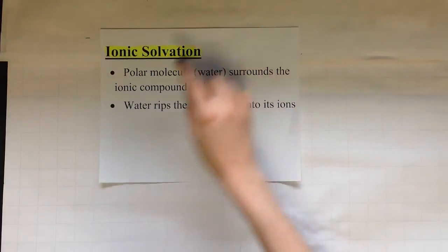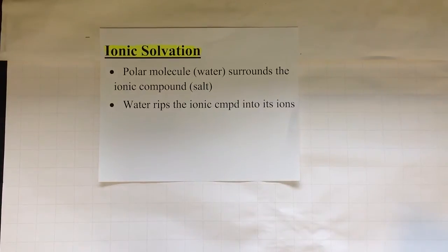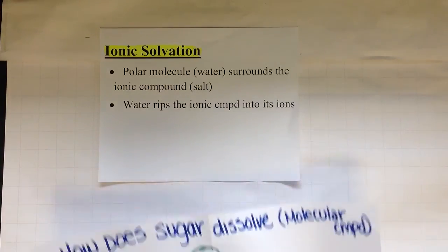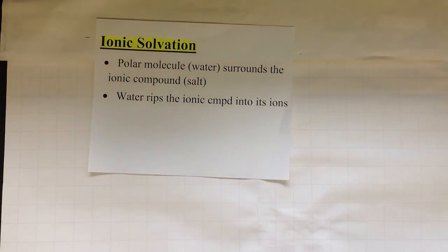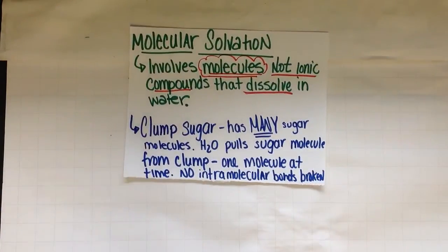Now that we know that, in ionic solvation, the first example, polar molecules, which is water, surround ionic compounds, and water rips the ionic compound into its ions. That was the other picture, which I don't know where I put back, but you saw it. In molecular solvation, which you just saw, it involves molecules, not ionic compounds.